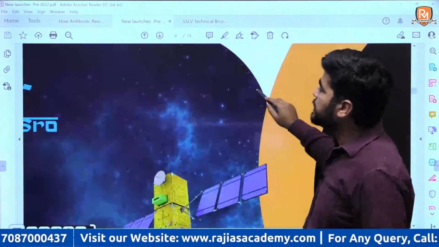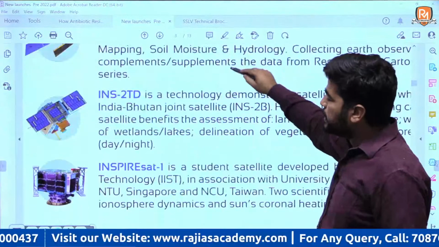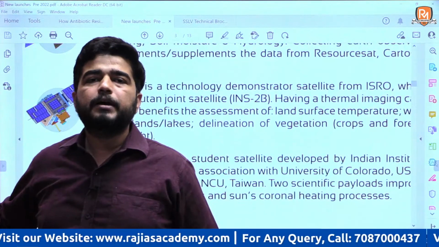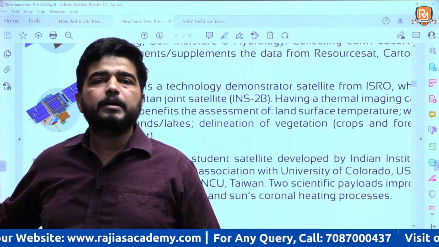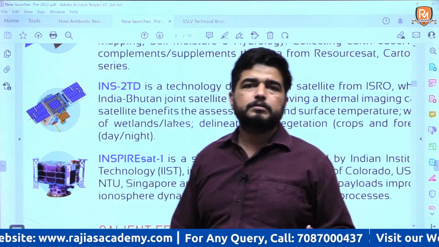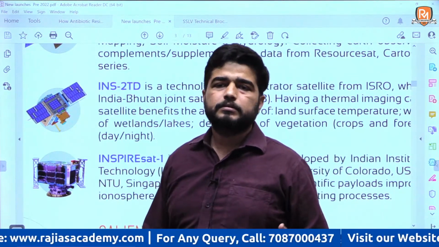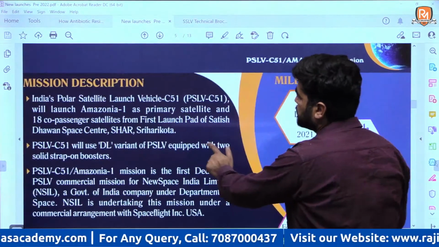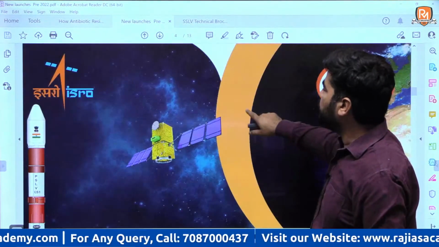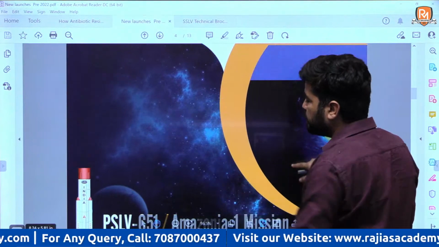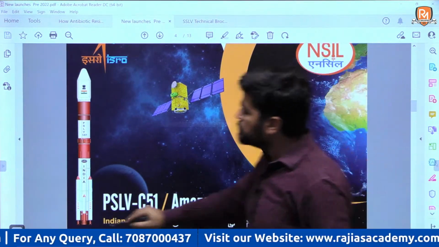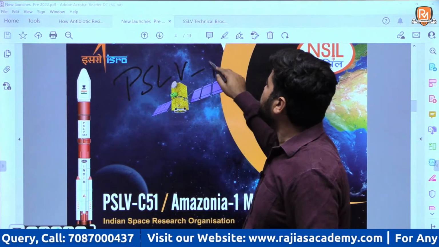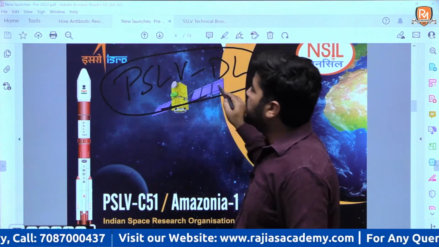Then you have INSAT 2D and Inspire Sat 1. These are experimental satellites designed by students. Then the second launch was Amazonia 1. This was launched in August 2021. The same vehicle, PSLV, was used, the DL variant.